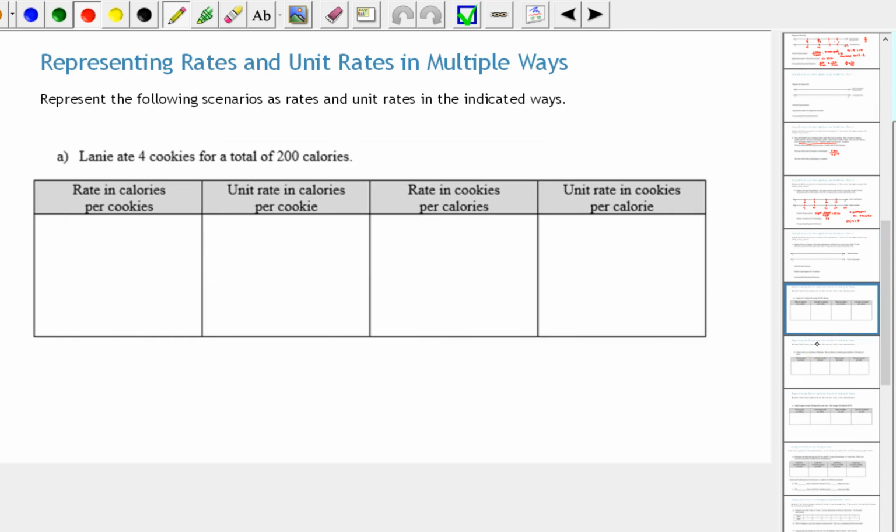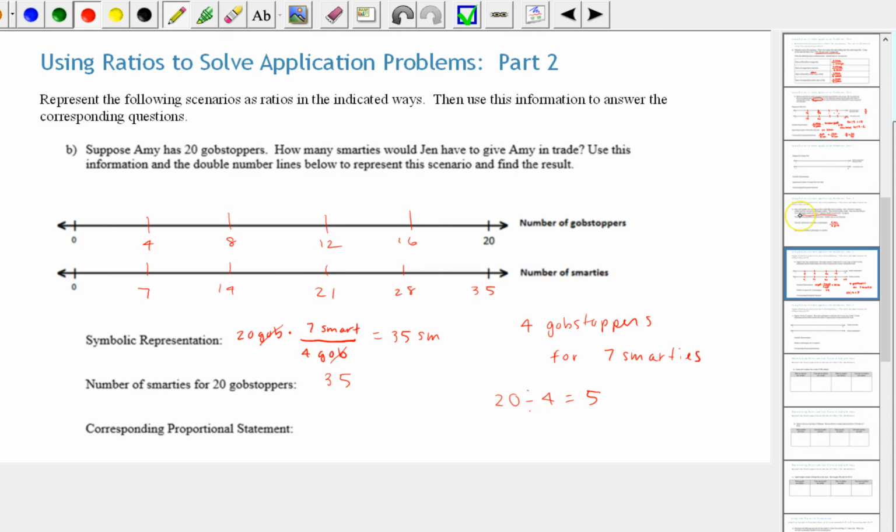And now let's move on to rates and unit rates. Just to jump back, notice how here we kind of made a unit rate or a unit ratio. So when we say there's 7 Smarties to 4 gobstoppers, we could also think of this as 7 quarters of a Smartie, is that the singular of Smarties? I don't know, per gobstopper.